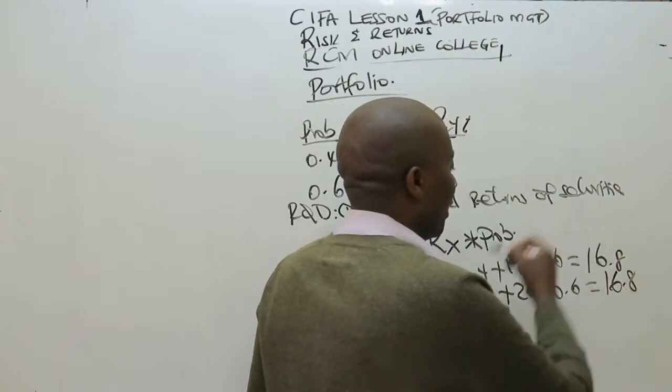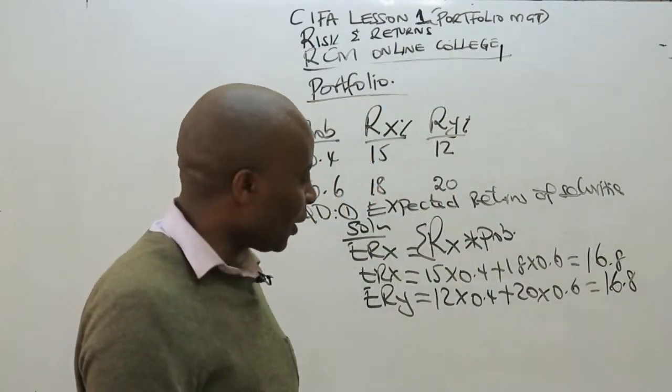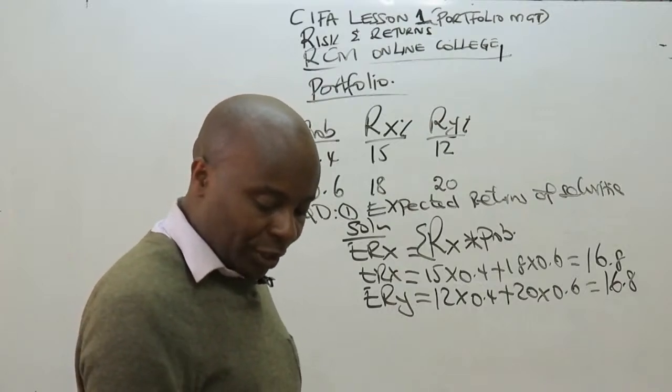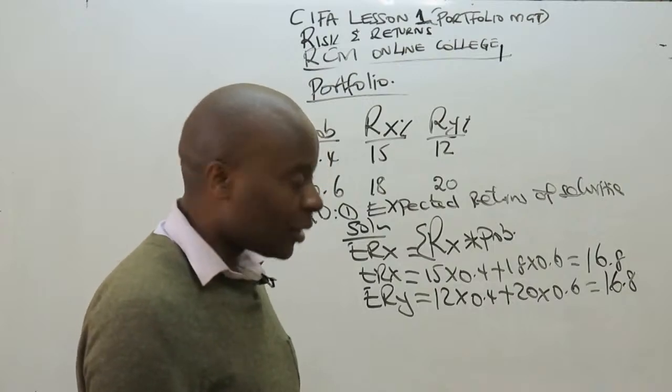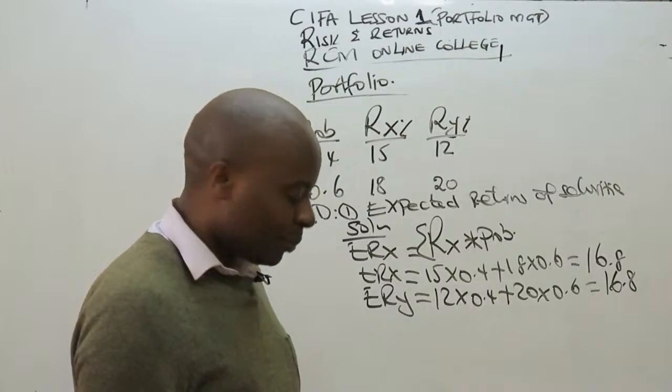16.8 as well. You just have to be careful. 12 times 0.4 plus 20 times 0.6. So 16.8. Let me just confirm the earlier one. That coincidence is good, but at times a bit scary. So we have 15 times 0.4.